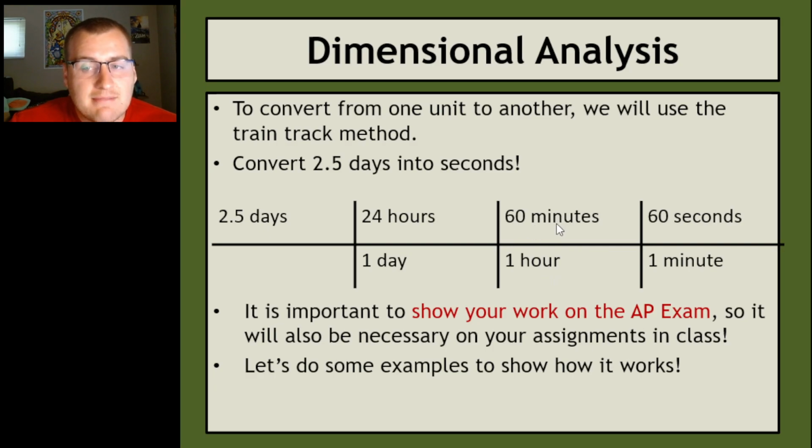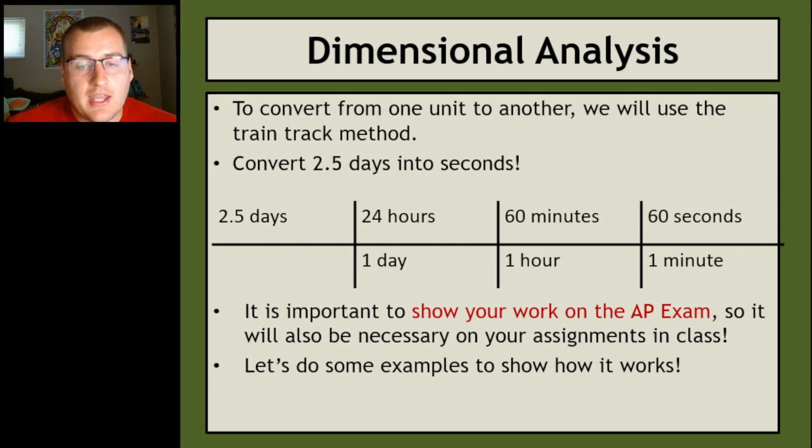So I'd put 60 minutes on top over 1 hour because there's 60 minutes in 1 hour. Minutes is my unit on top. Cancel it by putting it on the bottom. I want seconds, so I know how many seconds are in a minute. So 60 seconds in 1 minute. The train tracks like that just help you organize all your different conversions into one problem.